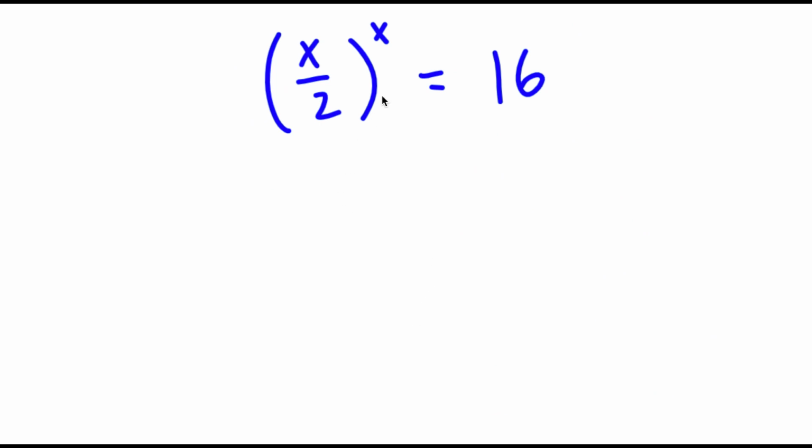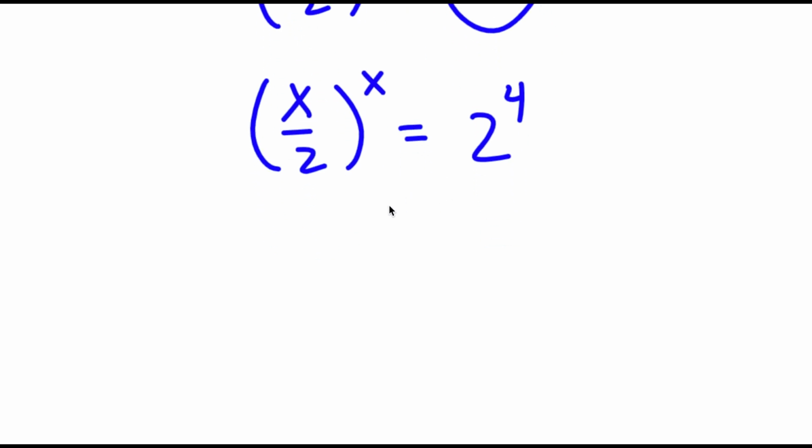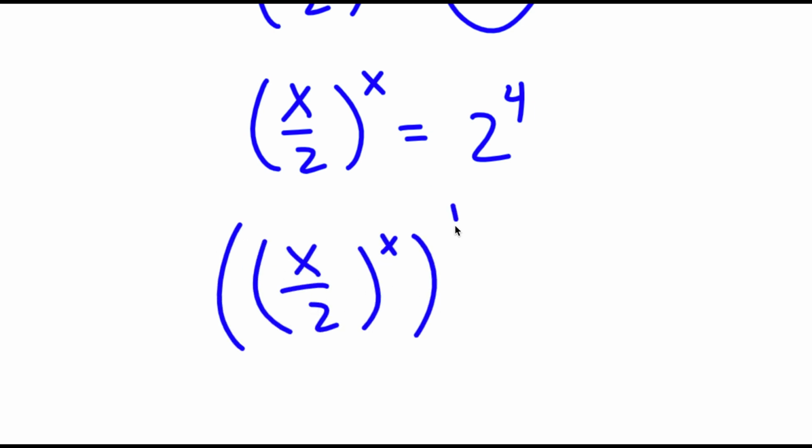Alright, so in this problem, I have (x/2)^x = 16. So to solve this, I'm going to first start by rewriting 16 here as 2^4. So now I have (x/2)^x = 2^4. Now I'm going to take the power of 1/2 on both sides. So now I have ((x/2)^x)^(1/2) = (2^4)^(1/2).